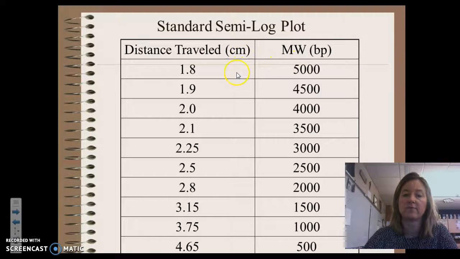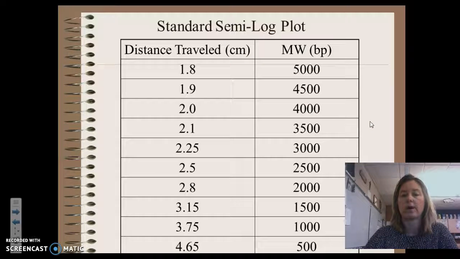On our sample information, we have measured the length that each of the fragments traveled. Again, you can see that the shorter fragments, 500 base pairs long, traveled the farthest distance because they're smaller. They can maneuver through the gels easier and quicker. It traveled 4.65 centimeters. The largest fragment at 5,000 base pairs traveled the shortest distance at 1.8 centimeters. Okay, so your data table will look similar to this.